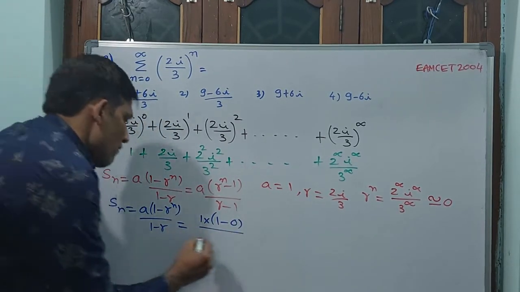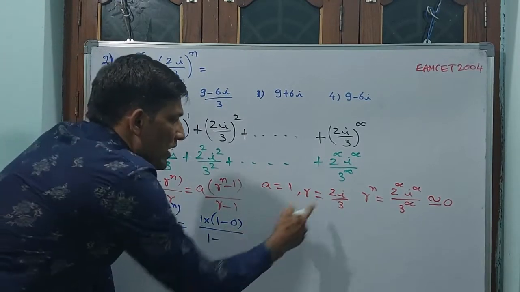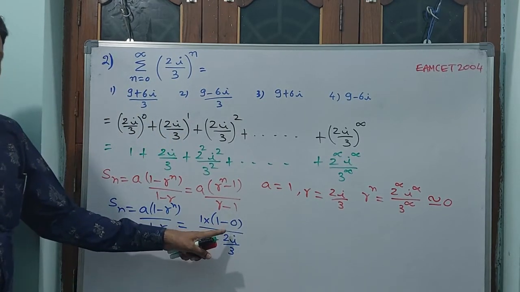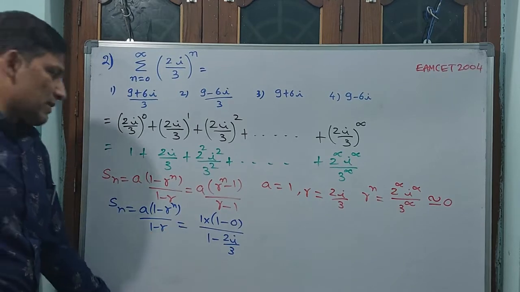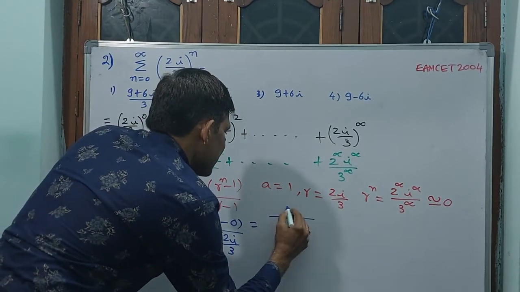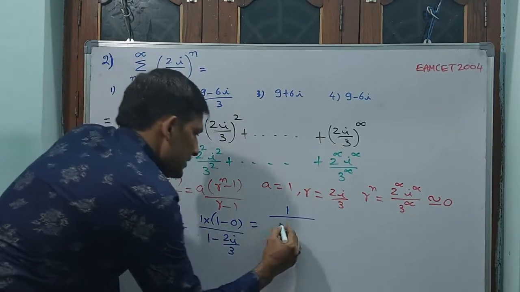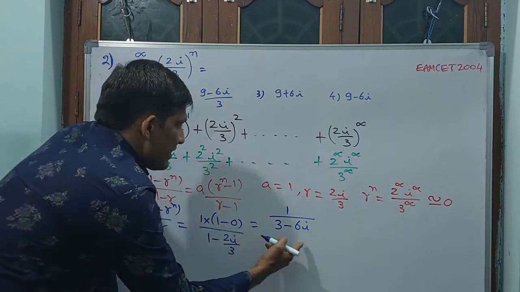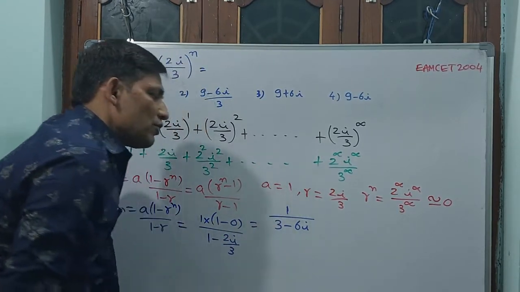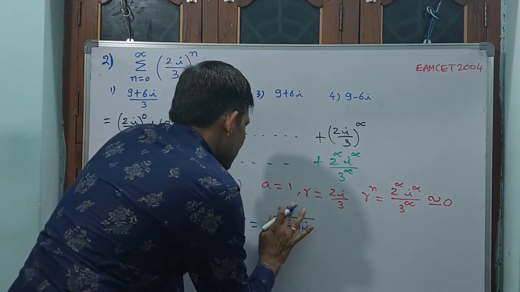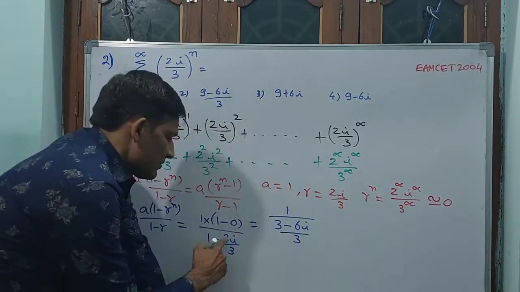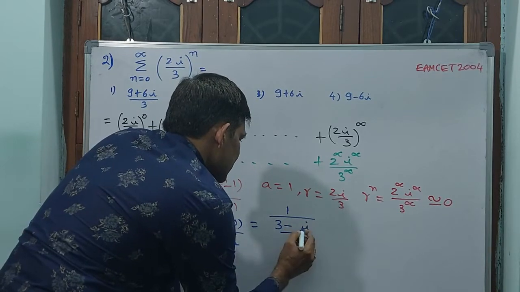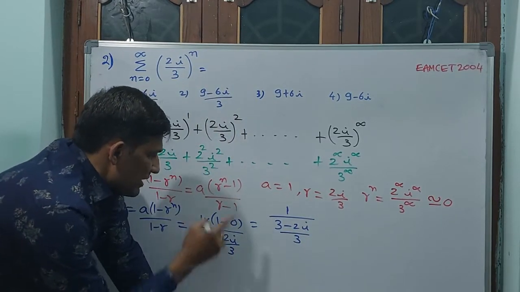R power infinity, and 1 minus r is how much? 2i by 3, not 9, 2i by 3. Okay, so 1 minus 0 is 1, 1 into 1 is 1, that means the numerator is 1, but you make some calculation for the denominator. See, 3 minus 2i divided by 3, 3 was the numerator. Let me write 3 minus 2i by 3, not 6i. 3 minus 2i by 3.